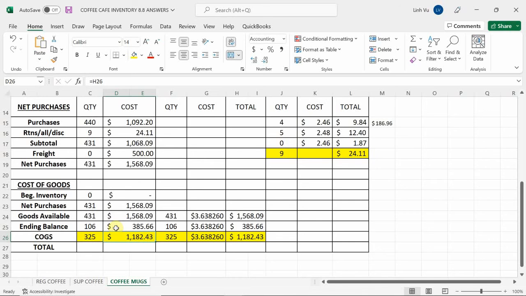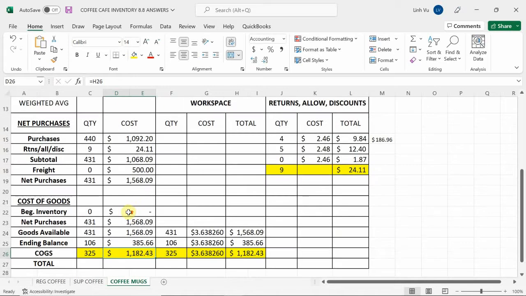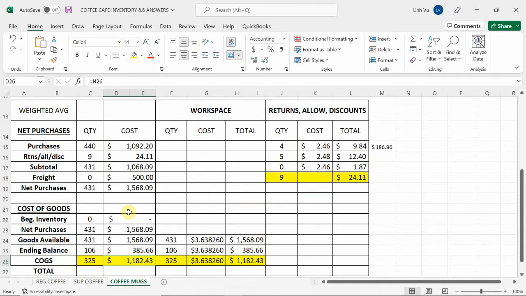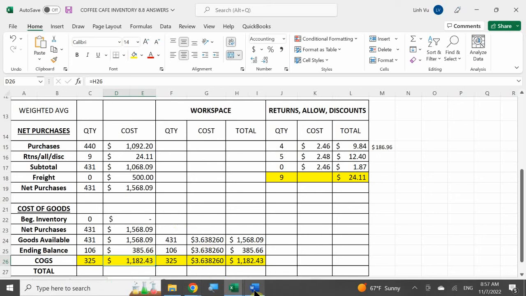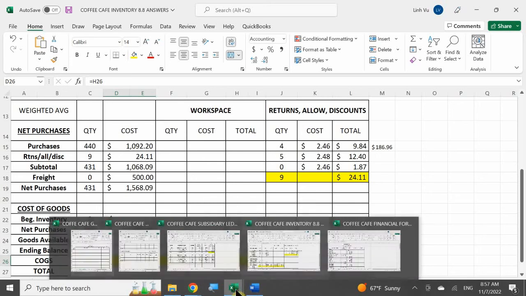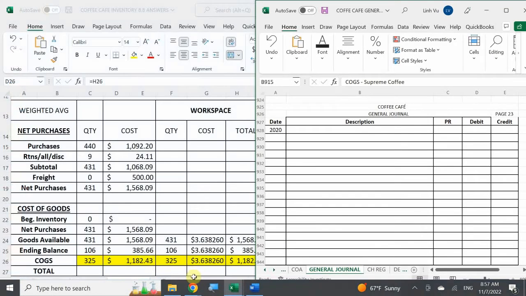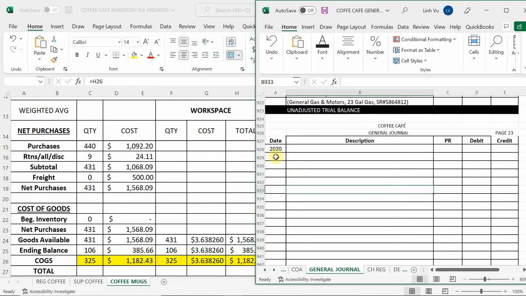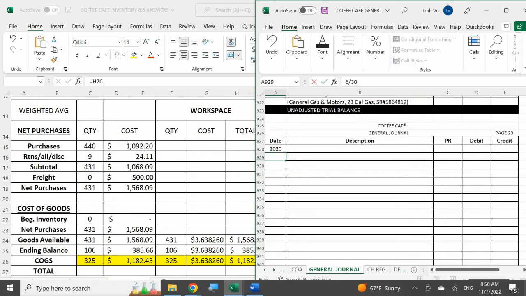So now that I finished my periodic inventory worksheet, what do I need to do next? I need to do my conversion entry. How do I do my conversion entry? What do I need to recognize for my conversion entry? Okay, your cost of goods sold. You need to do your cost of goods sold.